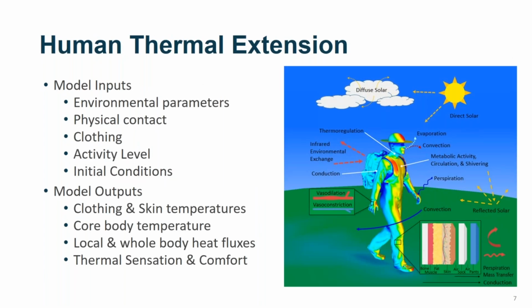And finally, we'll be making use of our human thermal extension. So our human thermal extension is an extension to our TAITherm software that focuses on a detailed physiology model that can output comfort and sensation results. So it takes your standard model inputs of environmental parameters, physical contact, clothing, the human's activity level, any initial conditions, and then it outputs items such as clothing and skin temperatures, core body temperatures, local and whole body heat fluxes, and thermal sensation and comfort.